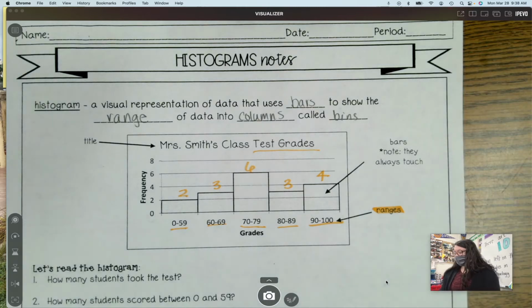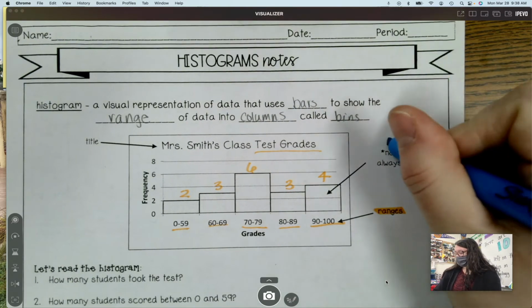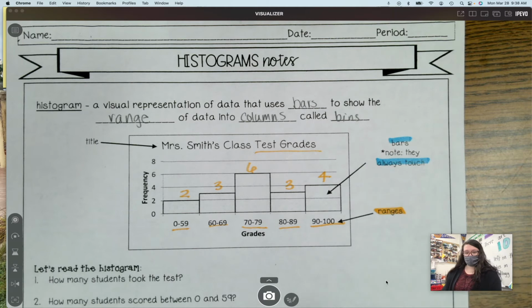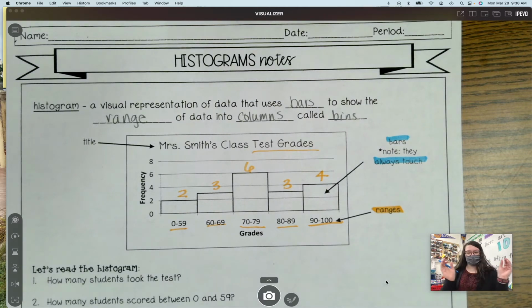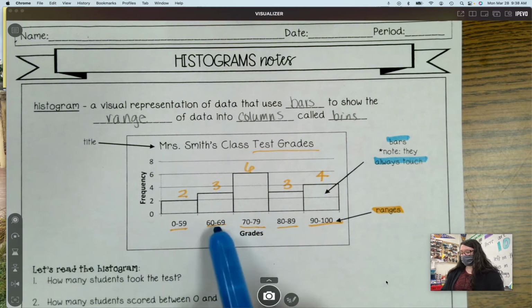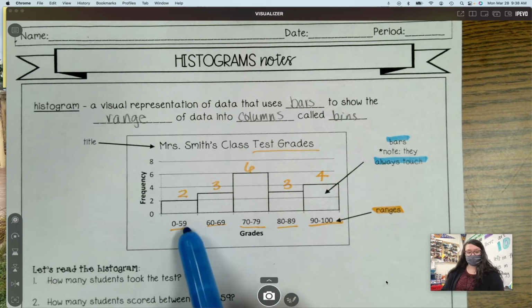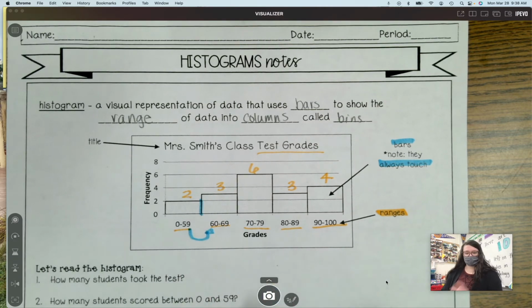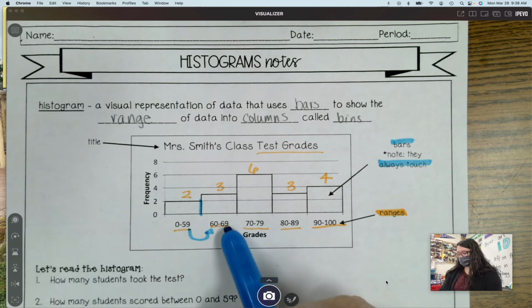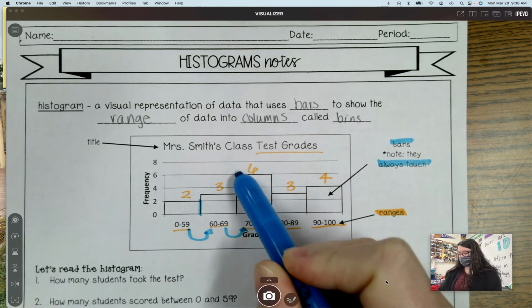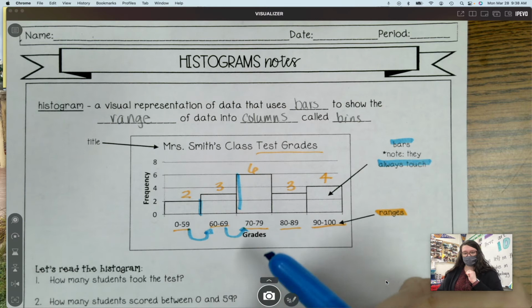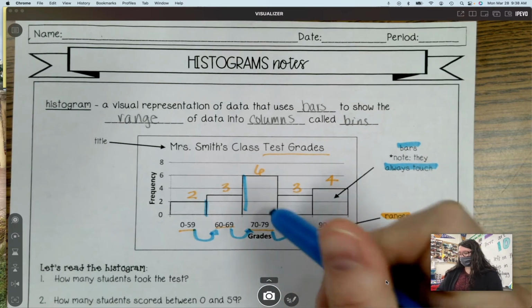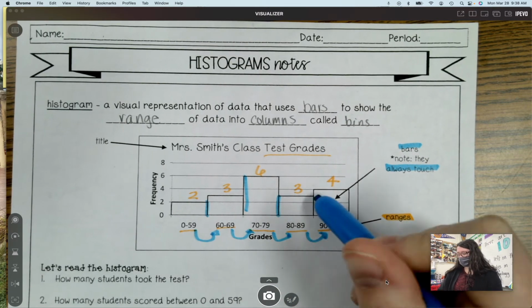Something else about our histograms is that the bars always touch. In a bar graph, there's going to be some space between the bars, but because it's a range and they're continuous, so I go from 59 to 60, my bars are going to touch because they are right next to each other. 69 to 70, my bars are going to touch because they're right next to each other. All the way through, my bars are going to touch each other.